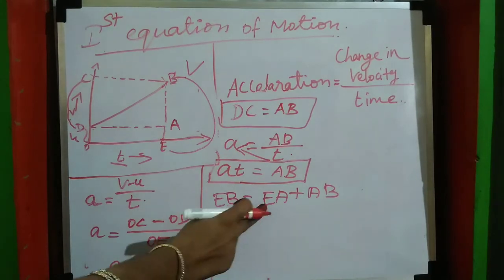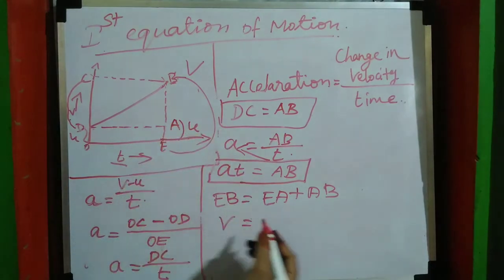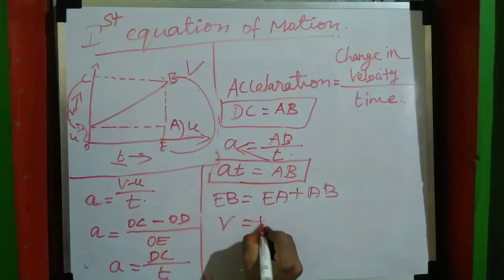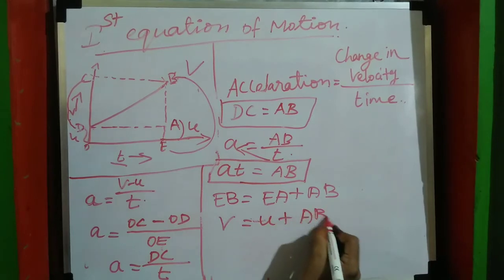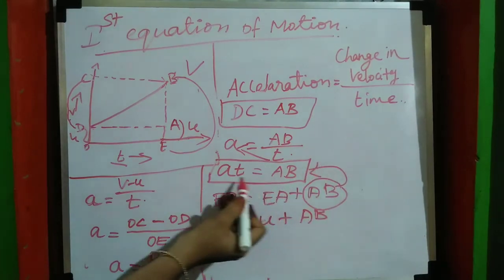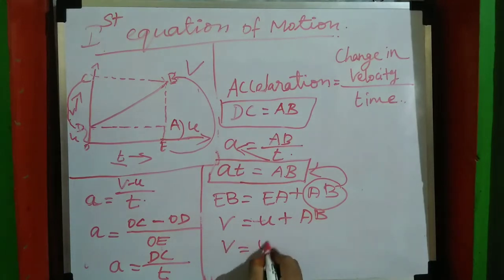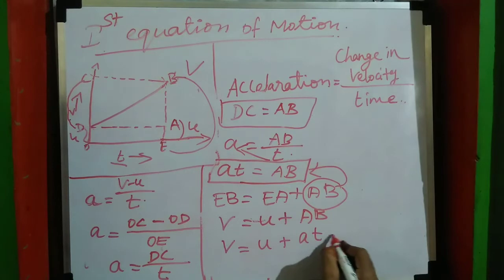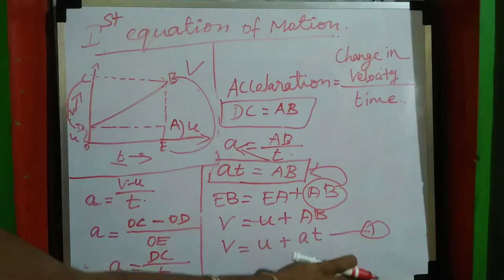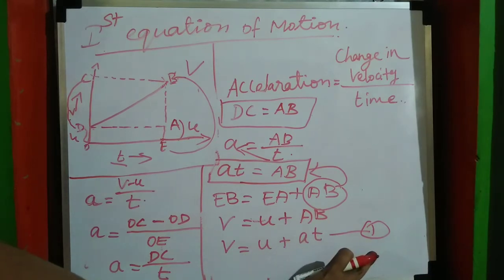V is equal to EA plus AB, and EA is denoted the initial velocity U. So V is equal to U plus AB. Apply the AB value: AB is equal to A into T. So write the equation V is equal to U plus AT. So this is the first equation of motion. Velocity V is equal to initial velocity plus acceleration into time. V is equal to U plus AT.